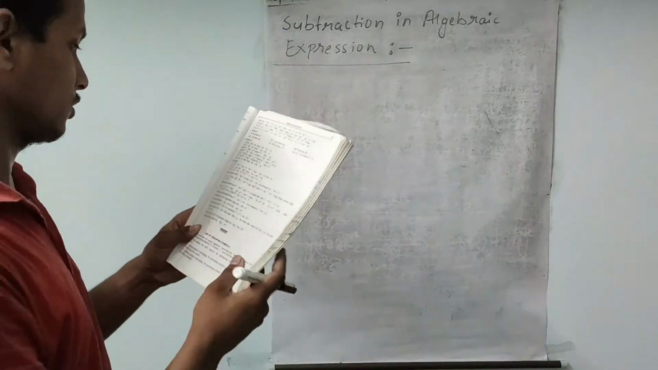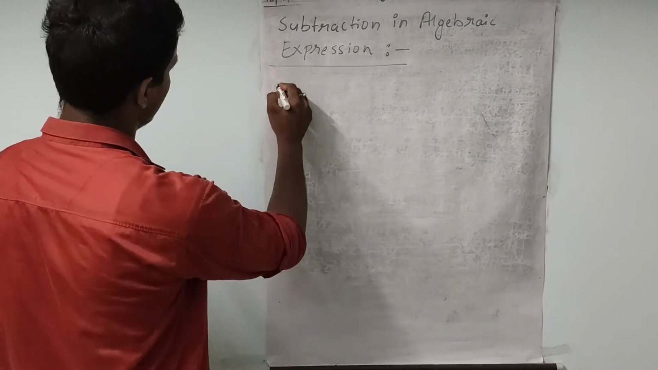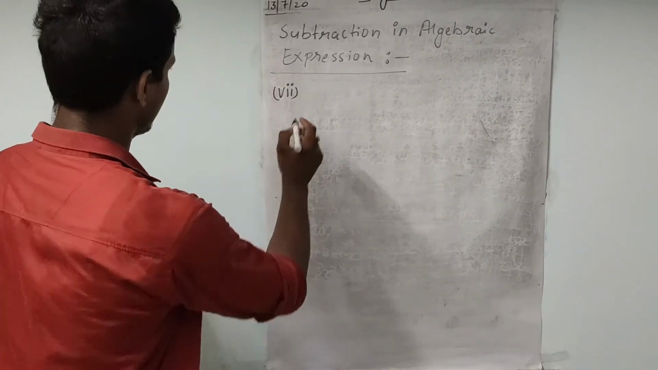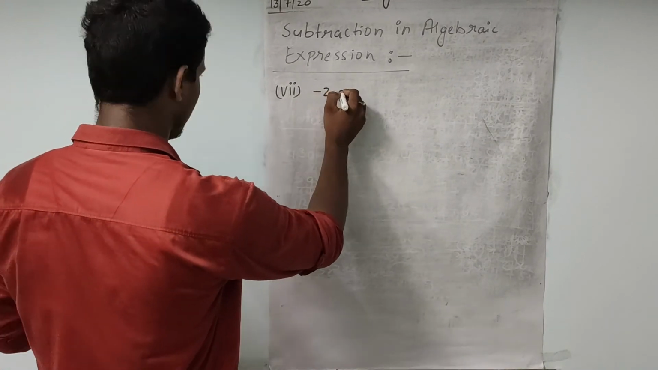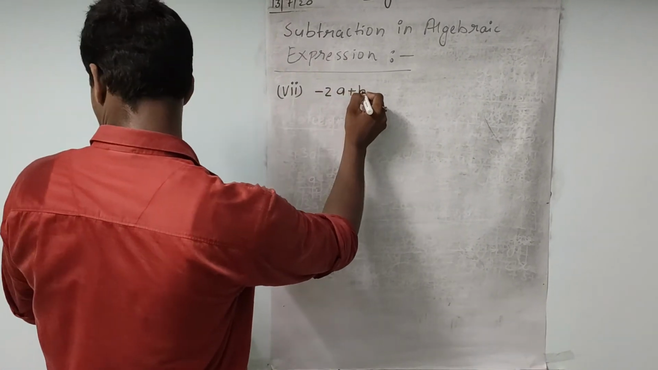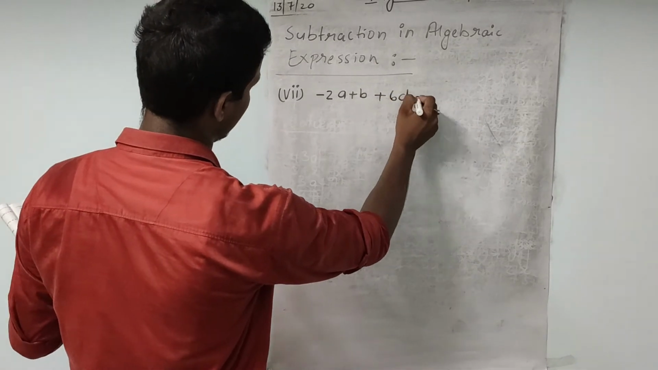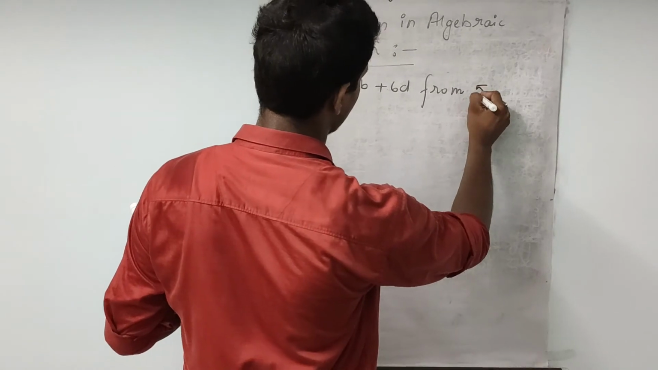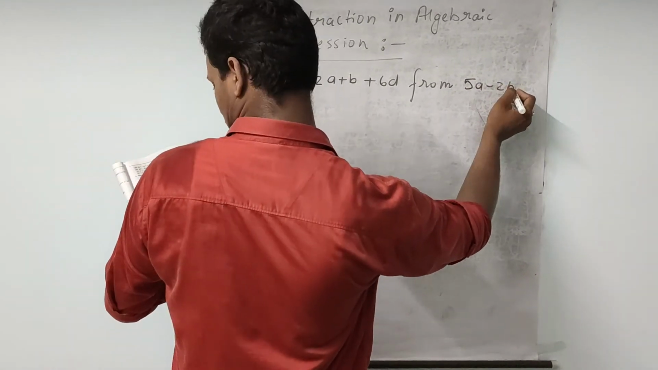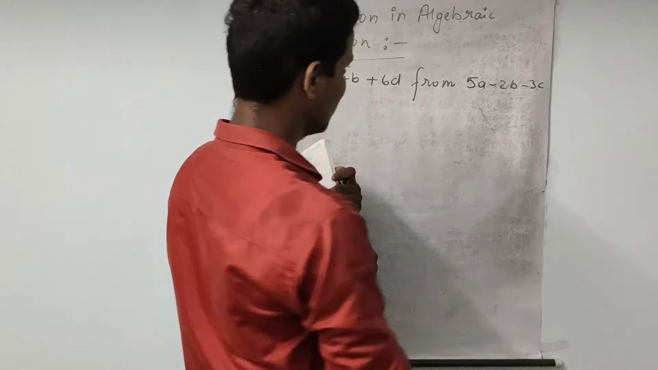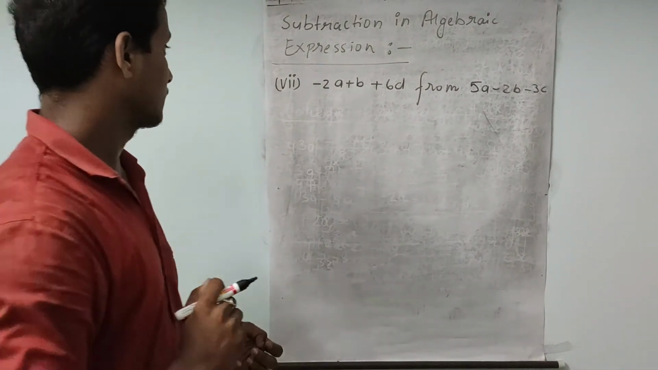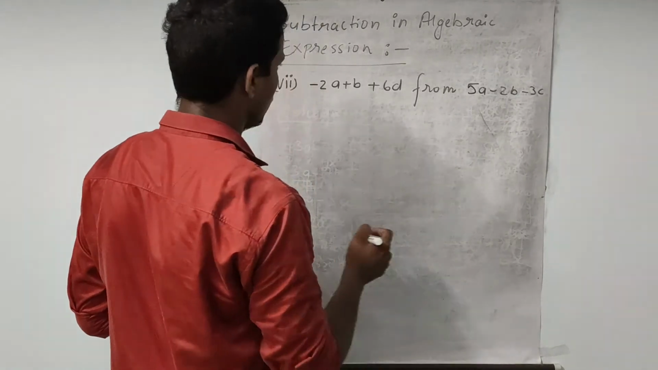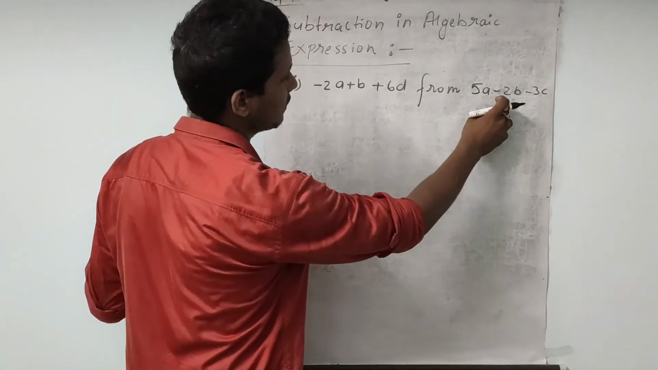Now the next question is question number 7 in your book. Minus 2a plus b plus 6d from 5a minus 2b minus 3c. This is a different type of question. Some of the students will make a mistake on it. Okay. Now we need to subtract this value from this.